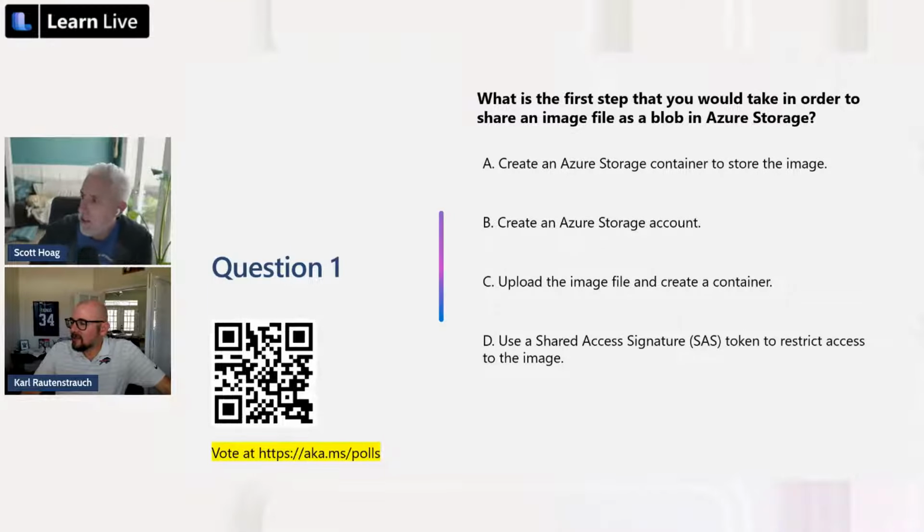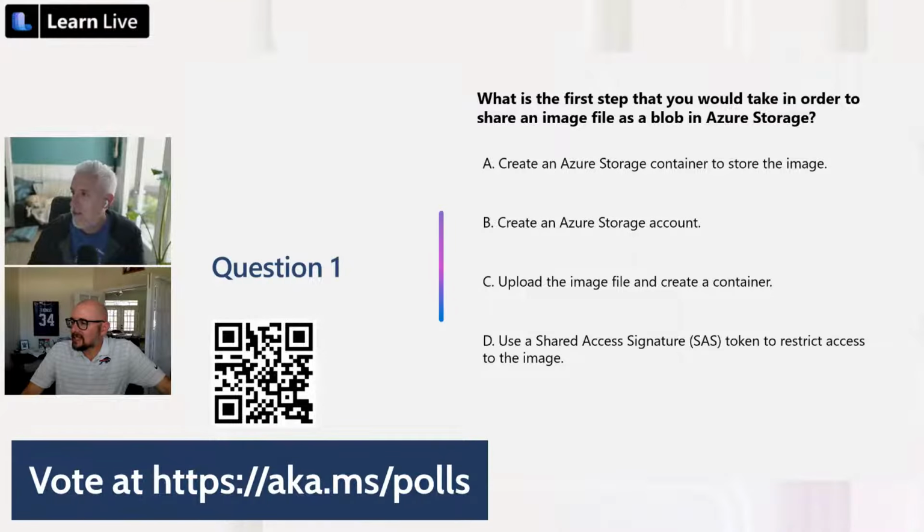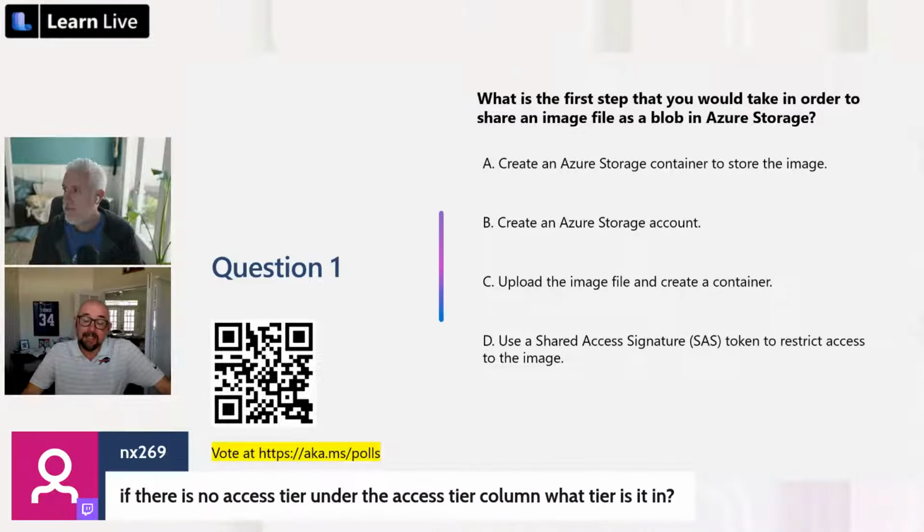We have one here from NX269 through Twitch, who is asking if there's no access tier listed in the access tier column, what tier is that blob in? It's going to be inferred by the defaults from your storage account.